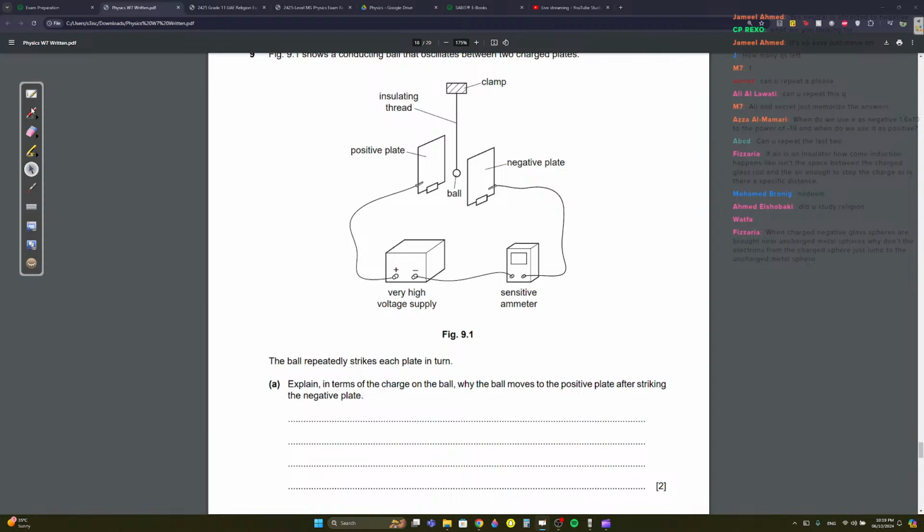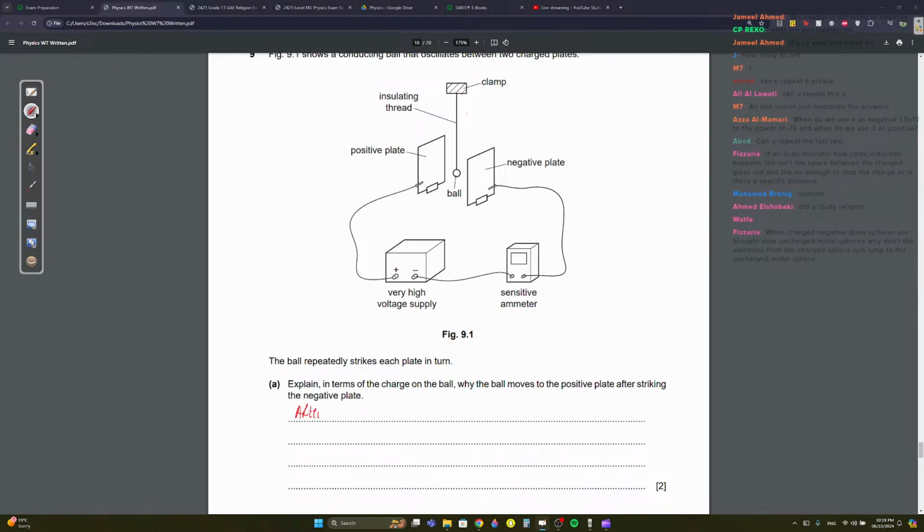When the ball strikes the negative plate, what happens to the charge of the ball? It becomes negative. And what happens when it becomes negative? It becomes repelled from the negative plate. So it repels and moves back to the positive. So that is a very easy explanation. What can I say?